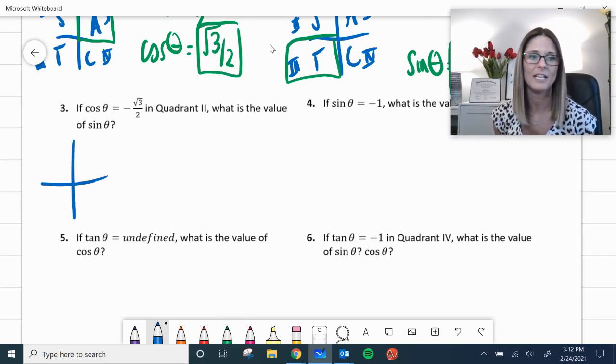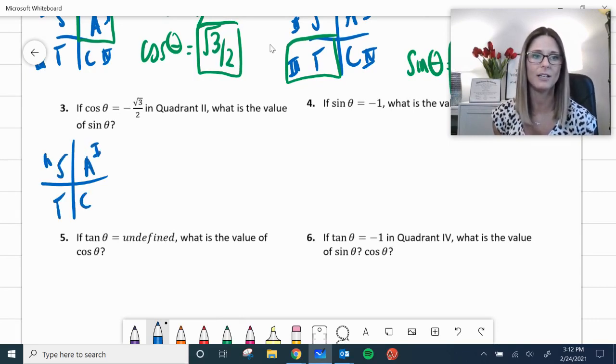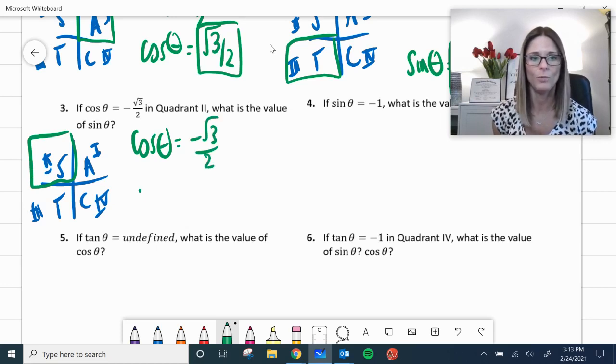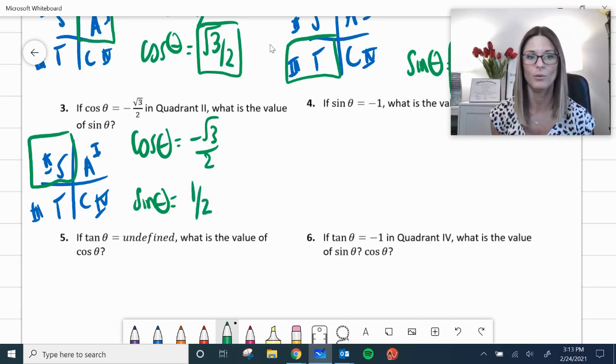Number 3, if cosine theta is negative square root of 3/2 in the second quadrant, what's the value of sine? ASTC, first quadrant, second quadrant, third quadrant, fourth quadrant. We are looking in the second quadrant. That's what they said. Cosine theta is negative square root of 3/2. What is sine theta? In the second quadrant, sine is the only one that's positive. So we have a positive answer, and it's always paired with 1/2.